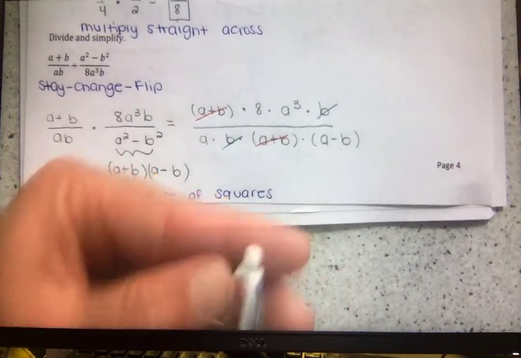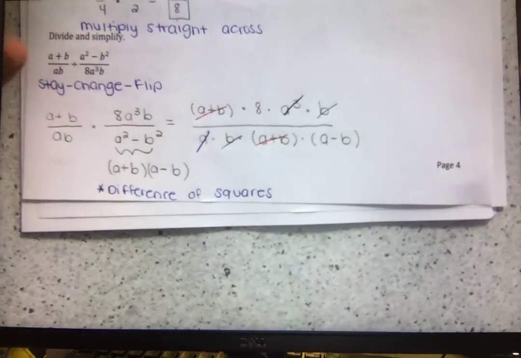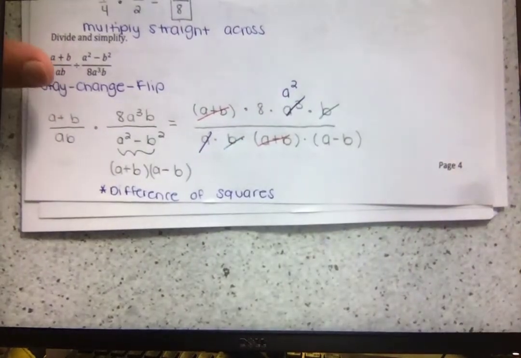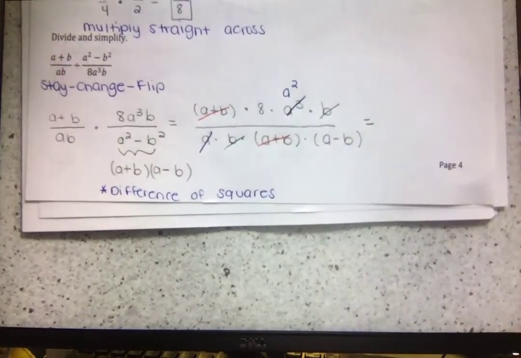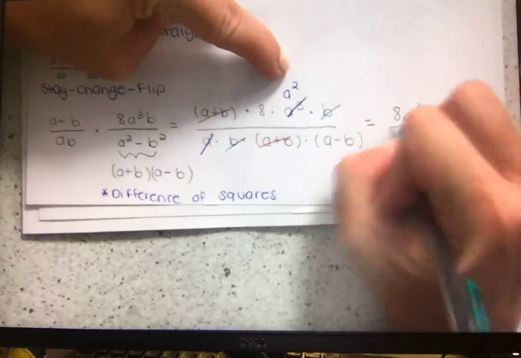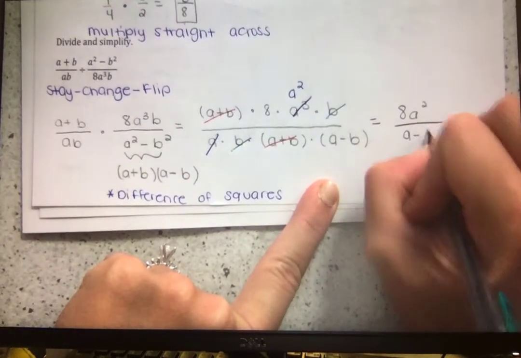Last two for this section. Probably for class. Divide and simplify. We're going to try x squared minus 5x minus 14 over 3x squared minus 147 divided by x squared plus 9x plus 14 over x squared plus 14x plus 49.